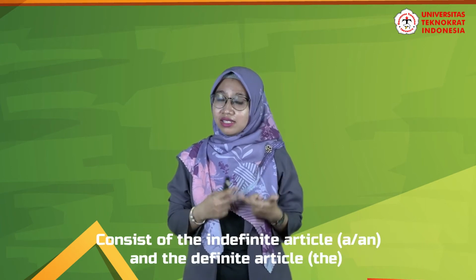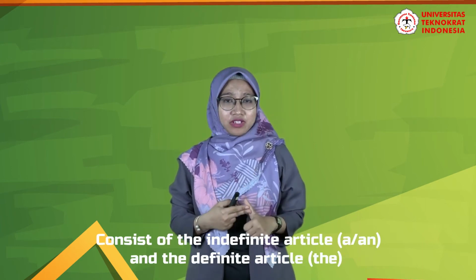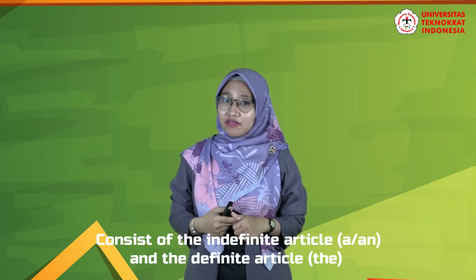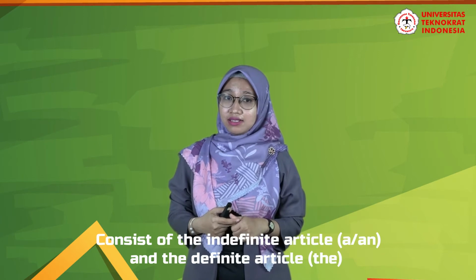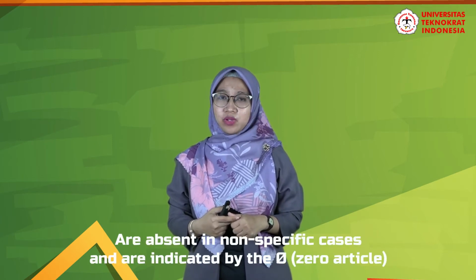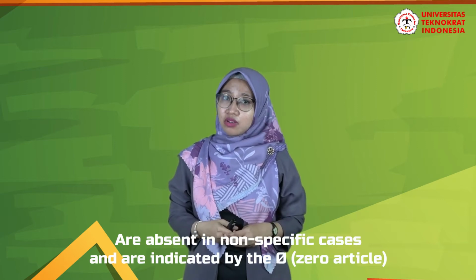Okay, so the two types of articles are definite and indefinite articles. The definite one is the article the, while the indefinite articles are a or an. Or even we have what we call the zero article or no article. Let's discuss the rules of using these articles one by one.